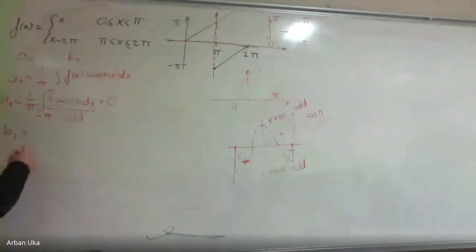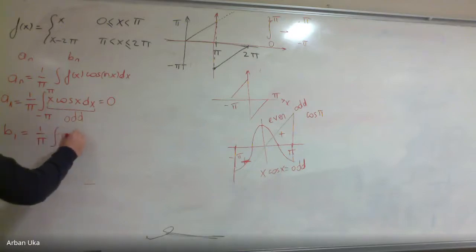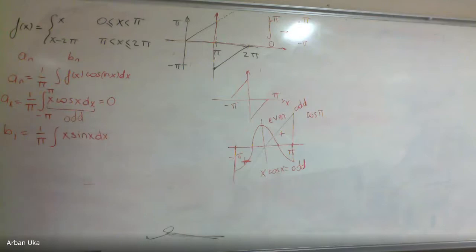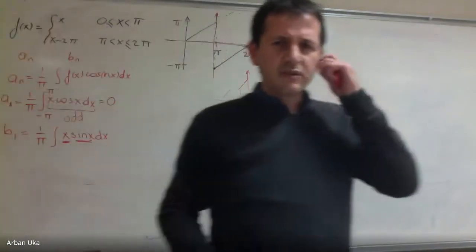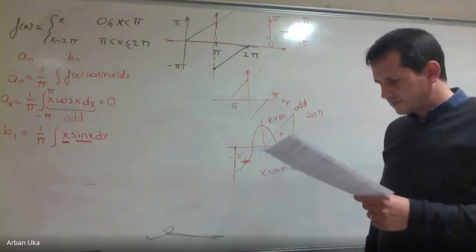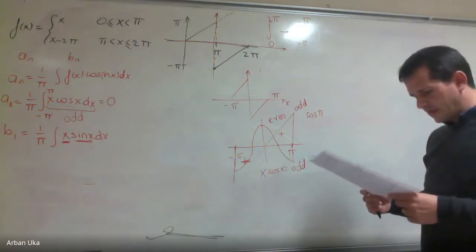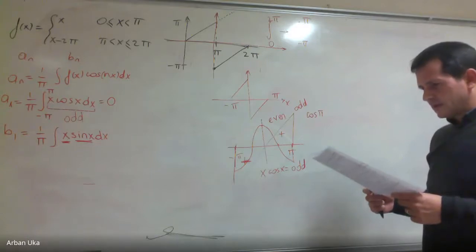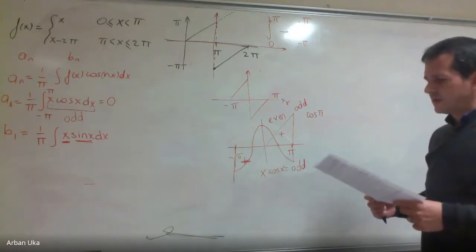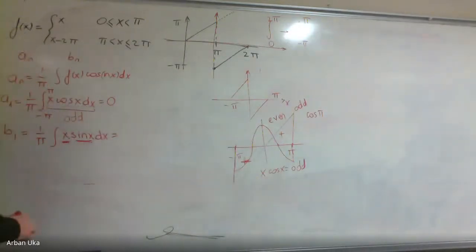B1 is going to be equal to 1 over pi times the integral of x sine x dx. When we look at this function, x is odd, so an odd function times an odd function gives an even function. So from the integral we expect to get some values which are different from 0. At this point, we can simply say that we can use this integral.